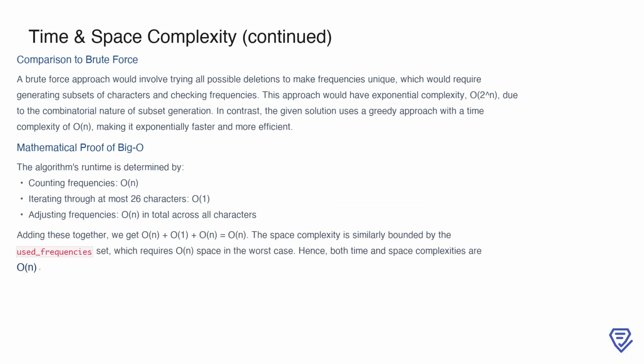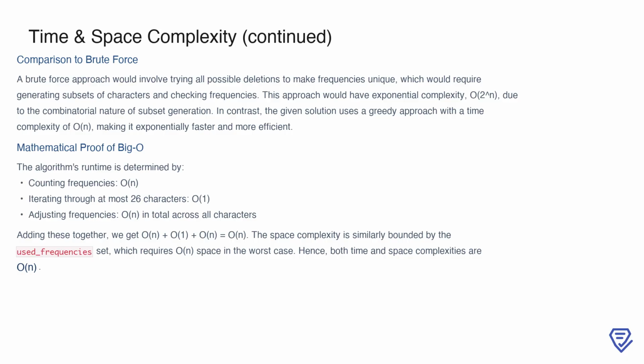To highlight the efficiency of this solution, let's compare it to a brute force approach. A brute force method would involve trying all possible deletions to make frequencies unique. This would require generating all subsets of characters and checking their frequencies, leading to an exponential time complexity of 2 to the power of n, due to the combinatorial explosion of subset generation. In contrast, the given solution uses a greedy approach that operates in O(n) time, making it exponentially faster and more practical for large inputs.